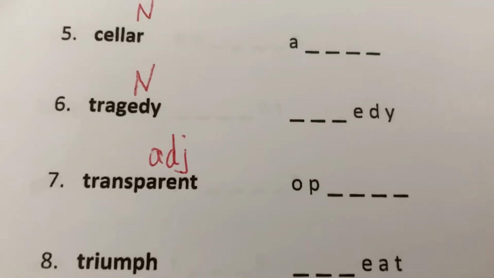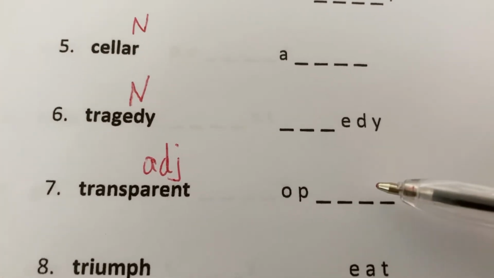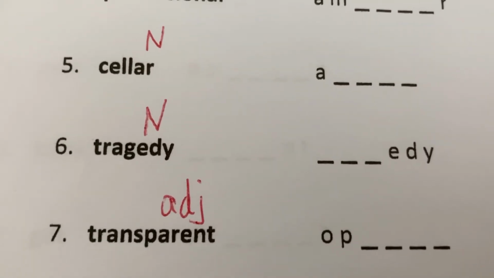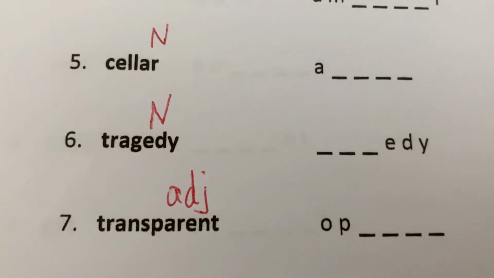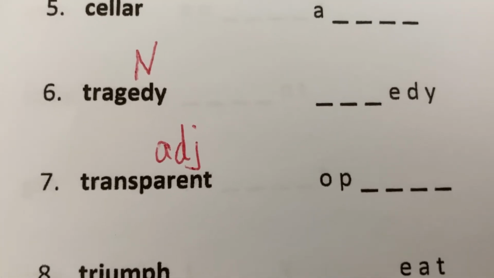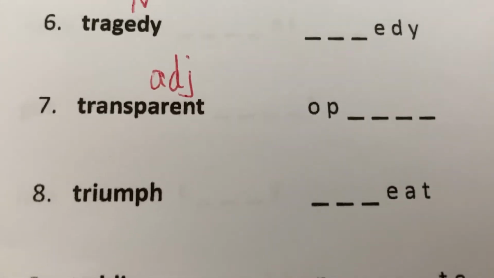So the antonym is also going to be an adjective. So think about what is the opposite of transparent? What is the opposite of something that you can see through clearly? It's going to be something that you can't see through clearly. Okay, so have a think about that. Let's move on to number 8.